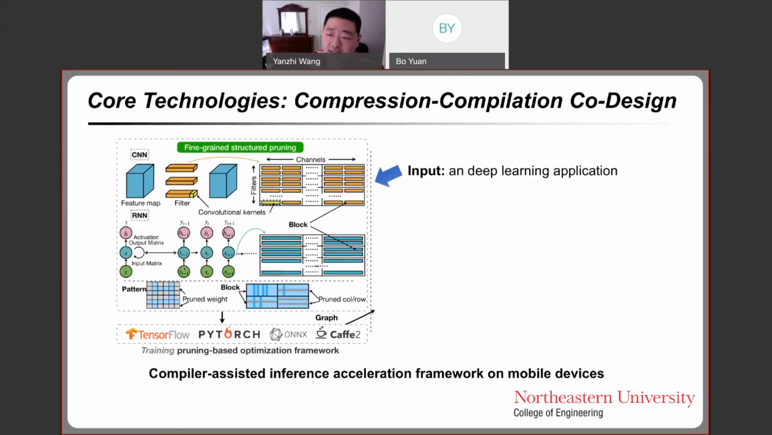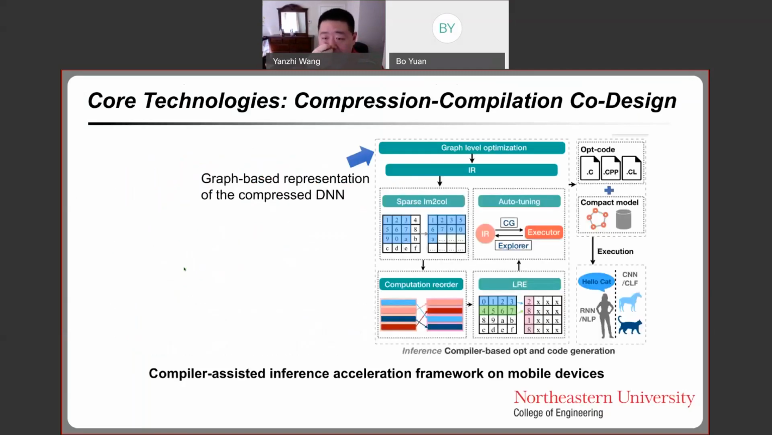The input here is actually a deep learning application or a model. And then the output is a graph-based representation of the compressed neural network. So we have invented our own format for the compact representation. And then from the compiler perspective, we're going to make it into an intermediate representation. And then after this, we have multiple techniques like auto-tuning, computation reordering, support for sparsity, load redundancy elimination, tiling, and so on and so forth. Some of these are our unique inventions, and our output is actually the software executable code on a mobile.